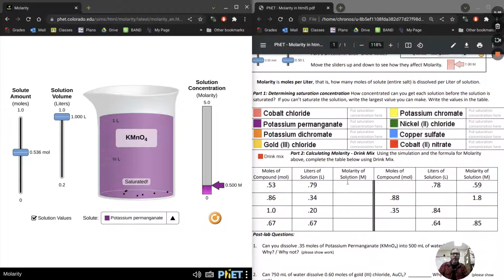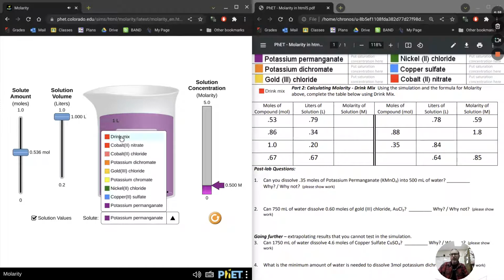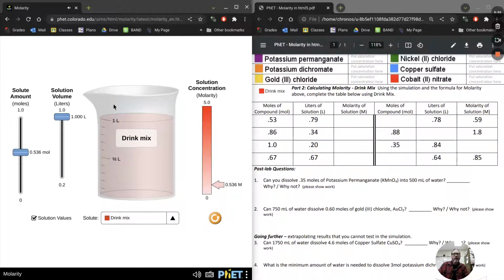Now in part two, you're going to be doing some molarity calculations and you're going to be using drink mix. So I'm going to come back over to my sim and choose drink mix, which we call drink mix because we can't say Kool-Aid apparently, because that's copyright. I hope they're not watching this. And for the rest of this table, they want you to find the molarity. Now you can do this a couple different ways. You could, of course, use your molarity equals moles of solute divided by liters of solution formula, which you learned. But for right now, what it wants us to do is use the simulation instead.